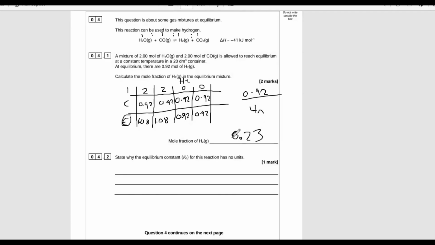0.23 is the mole fraction for hydrogen. Let's just double check that because my maths can be shockingly bad. And that will get you 2 marks.